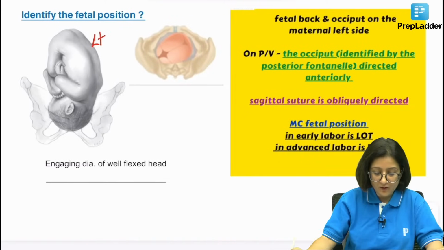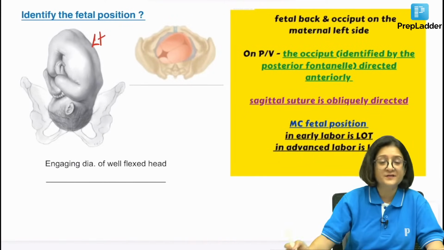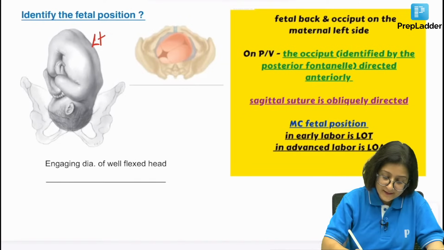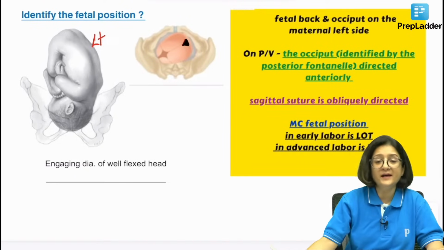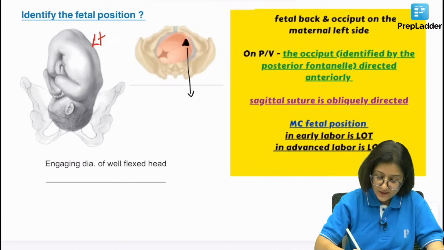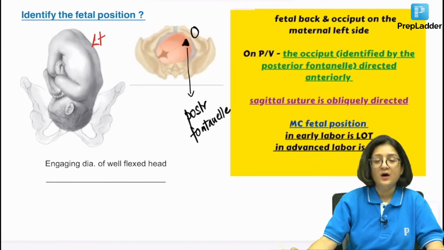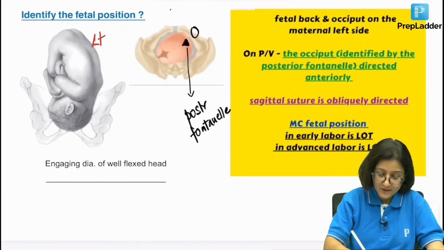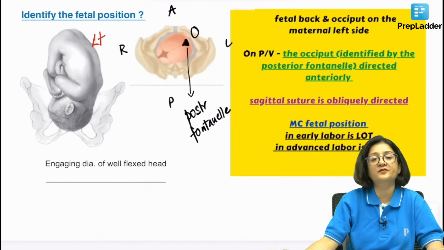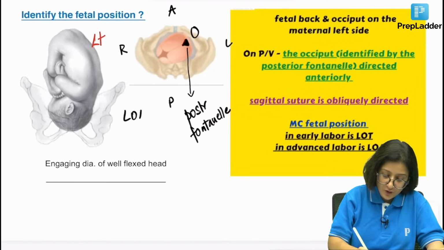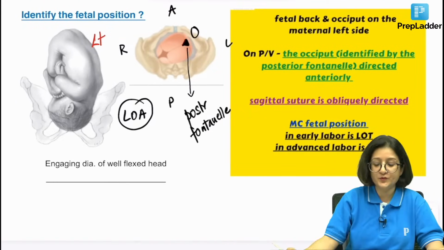So obviously occiput is also on the left side. If you look at this, this is the occiput. How do we identify occiput? With the posterior fontanelle. Can you see? This is the triangular posterior fontanelle. So this is occiput anteriorly. This is anterior, this is posterior, this is left side, and this is right side of the patient. So this is left occipito-anterior position, right?